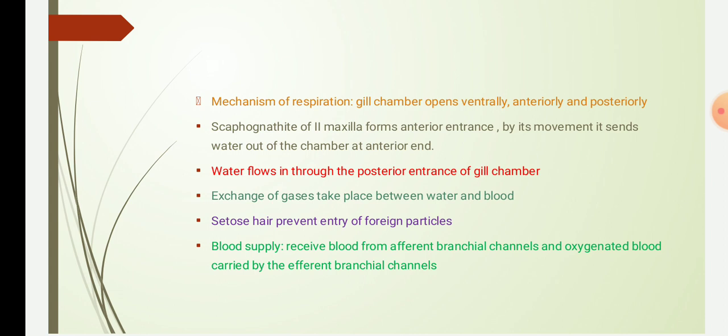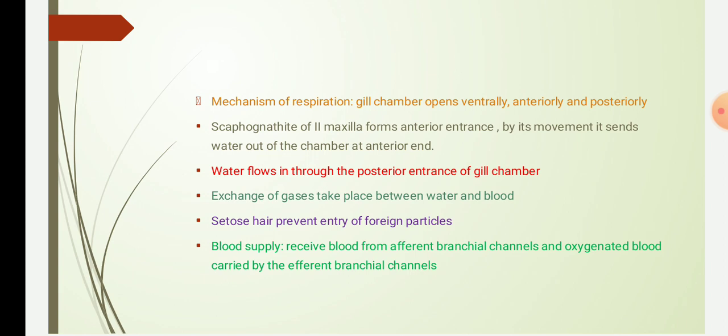Okay, and there is also the blood supply that takes place, that is, the gills receive blood through the afferent branchial channel, and the oxygenated blood from the gills will be carried out by the efferent branchial channels to the pericardial sinus. Okay, so the exchange of gases will take place between the water and the blood.